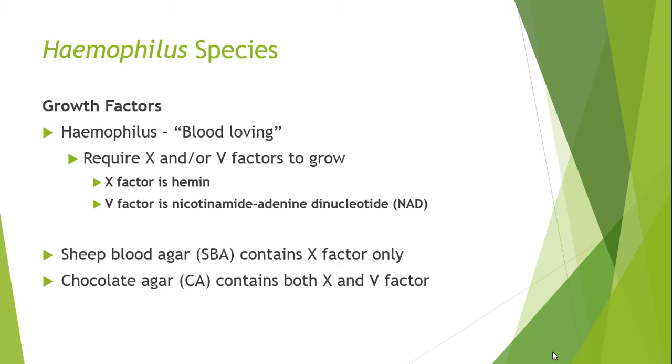Now, sheep blood agar only contains the X factor. Chocolate agar contains both the X and the V. So that's kind of why we see these fastidious organisms only growing on chocolate, because it has both factors, whereas sheep blood agar only has the one. Okay?